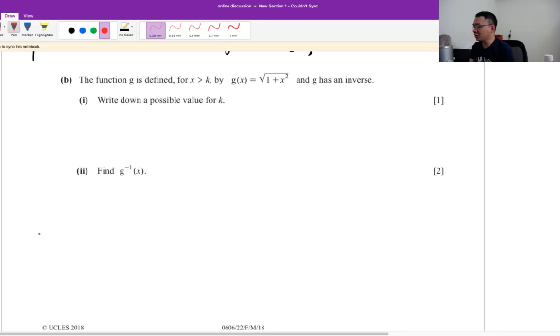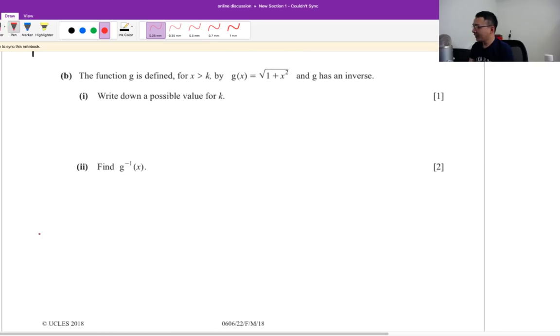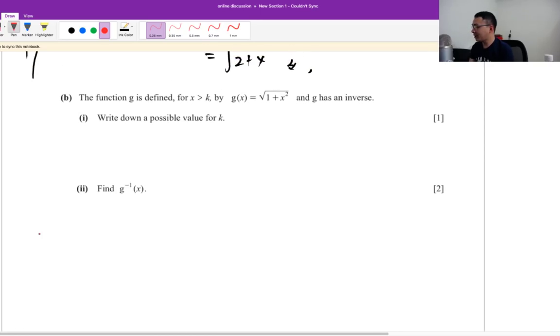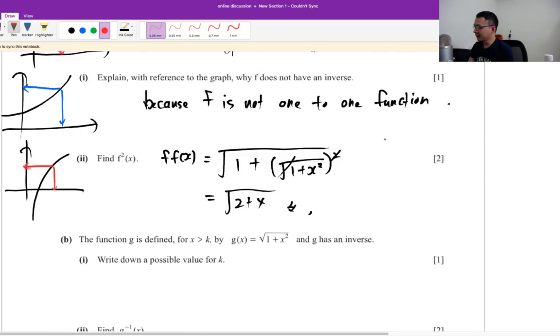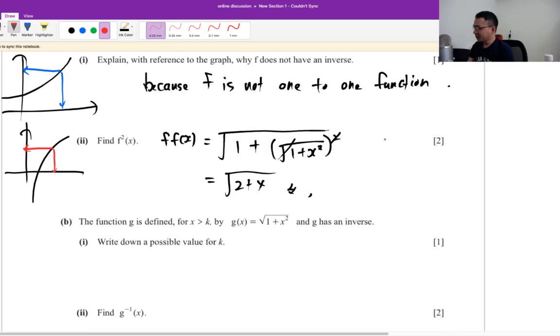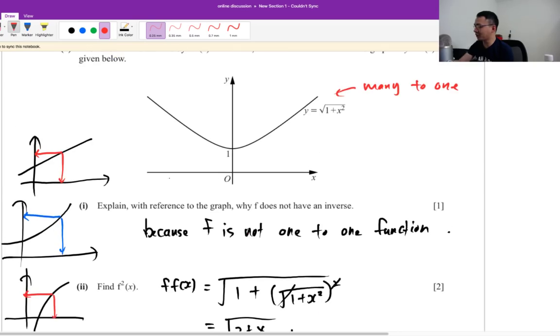The function g is defined for x bigger than k by g(x) equals the square root of 1 plus x squared, and g has an inverse. Write down a possible value of k. Okay, so you have this function. In order to make g have an inverse, g(x) is basically the same equation as y here, so you get the same graph.